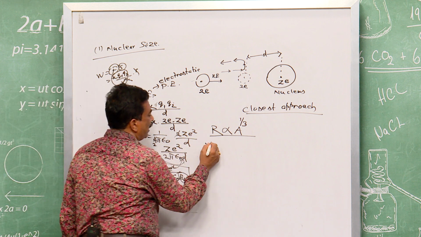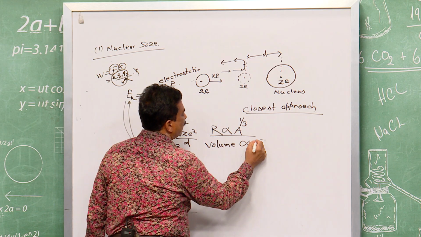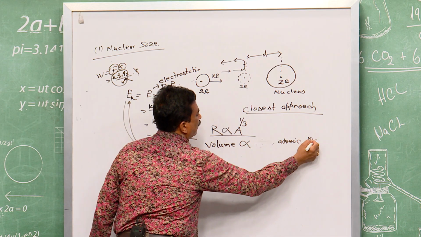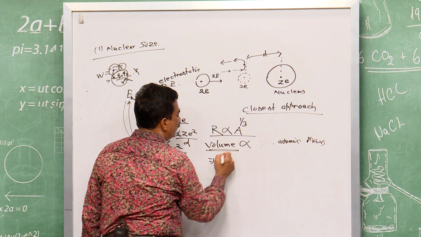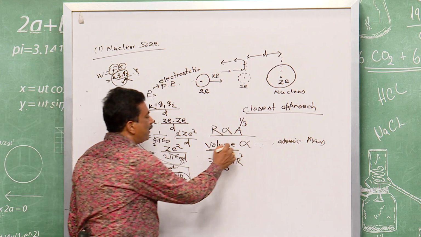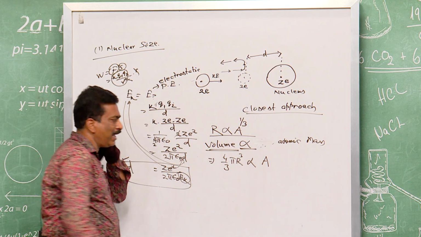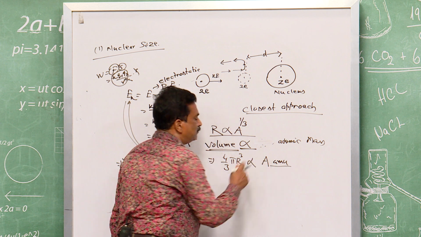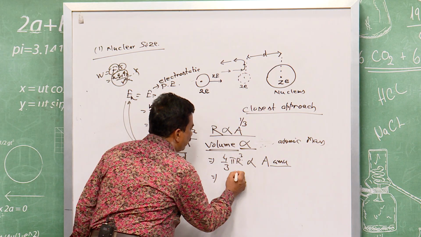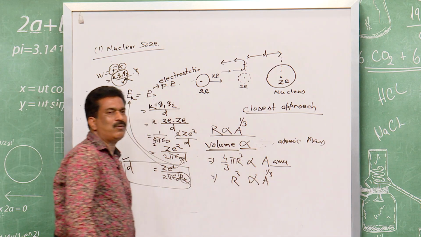Here it shows that the volume is proportional to its mass, the atomic mass. So this volume will be 4 by 3 pi R cubed, and its atomic mass we have taken, suppose, equals A amu. That is the atomic mass. So from this we can say that R cubed is proportional to A.